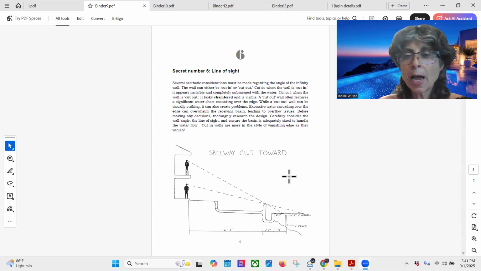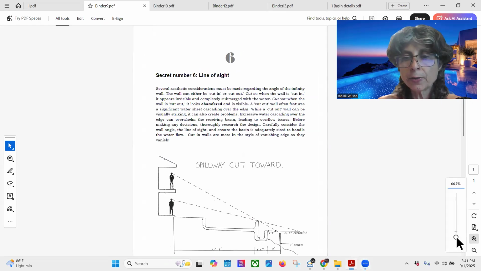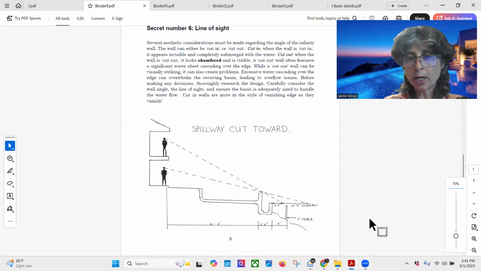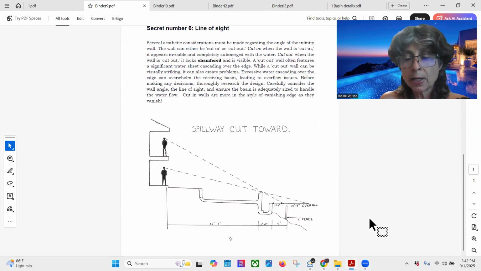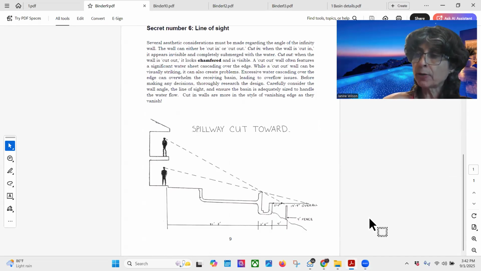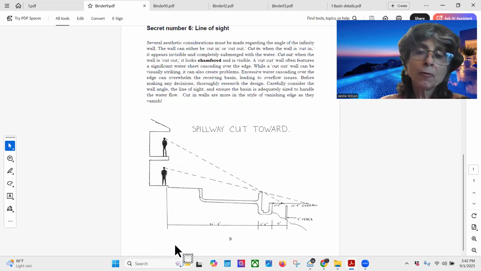Number six, line of sight. Line of sight is just the concept that the homeowner wants to look out at the vanishing edge. What will the homeowner see? And this is critical, critical indeed. So it's really important to plan ahead. You don't want a bus there or a fence there in the way, or the roof of a house, for example. If there are roofs and they're okay with that, fine, but they need to know in advance. So line of sight, very important.